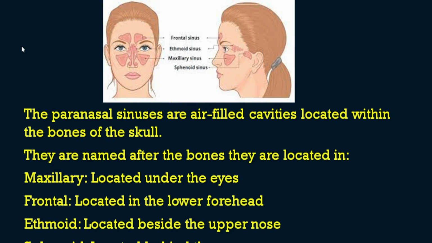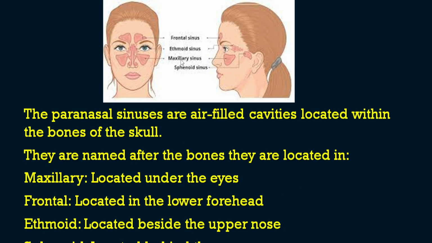So here in this diagram you can see the four paranasal sinuses. Before that, what is a paranasal sinus? These are the air-filled cavities located within the bones of the skull. They are named after the bones they are located in. For example, we have the maxillary sinus. You can see the maxillary sinus here.